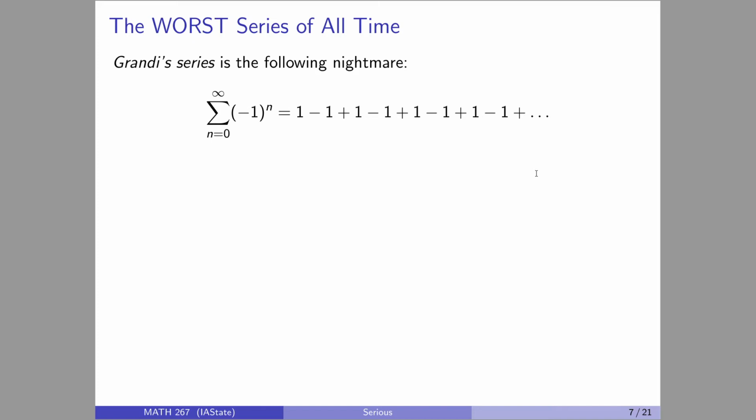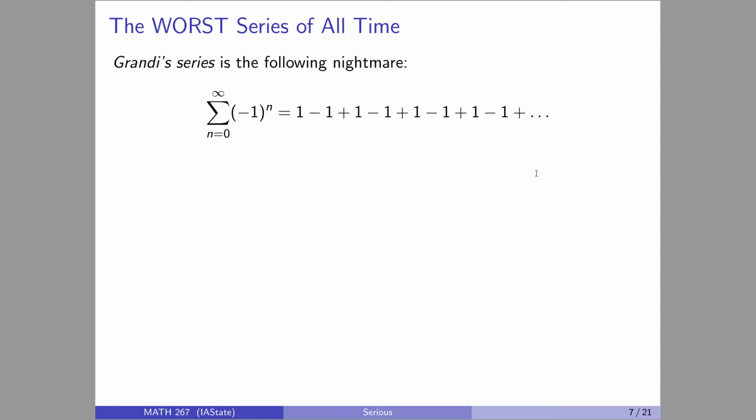So if we write out the partial sums, what is this going to look like? Well, it's 1, then -1, then +1, then -1, +1, -1, so on and so forth. We just discussed ways of algebraically manipulating series. If you try to start manipulating this thing, you're going to start getting all sorts of bizarre stuff. So Grandi's series was a very contentious topic for a variety of reasons.